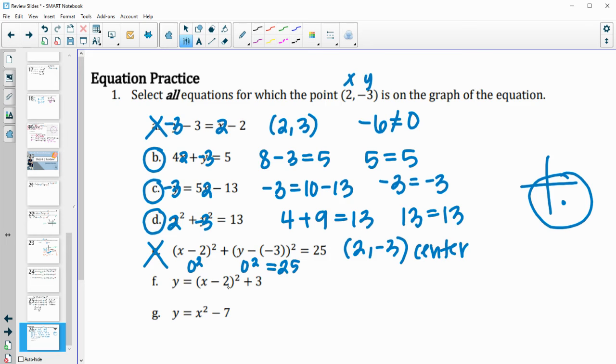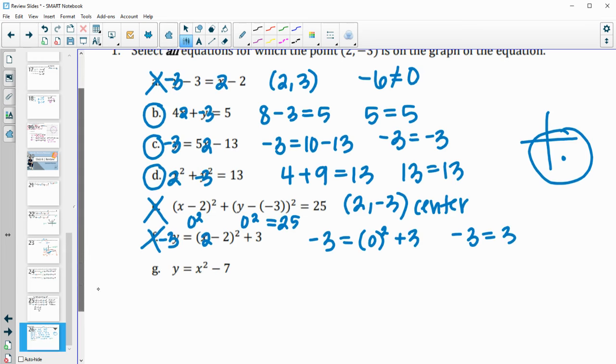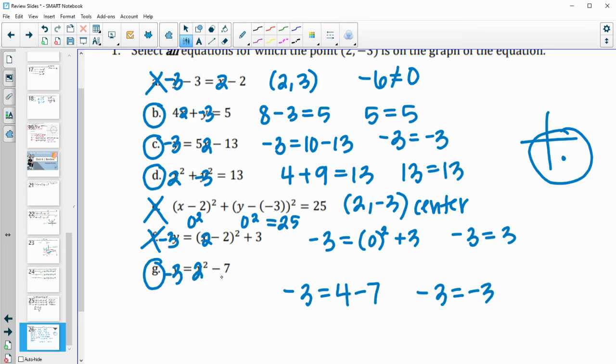Then next one, this one's a parabola. So we could plug it in here. So plug in negative 3 for y. So negative 3 equals, and then 2 minus 2 is 0 squared plus 3. So we're getting negative 3 equals 3. So that's not on there. And then the final one, negative 3 equals 2 squared, which is 4 minus 7. And 4 minus 7 is negative 3. So that one is on that parabola.